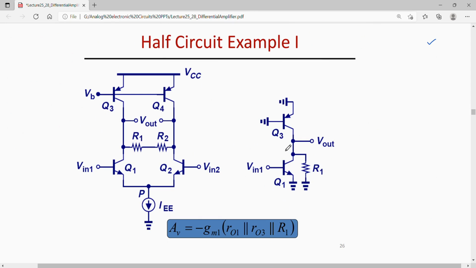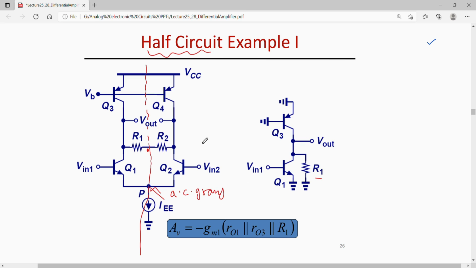Now let us consider this example. Again, for finding out the gain, one can divide this circuit into a half circuit. So for example, a half circuit is drawn over here. This half circuit now contains R1, I mean, you divide it from here. So we have R1 over here, and this is AC ground.